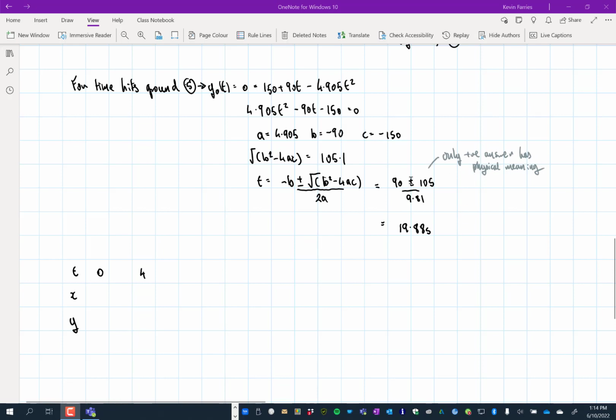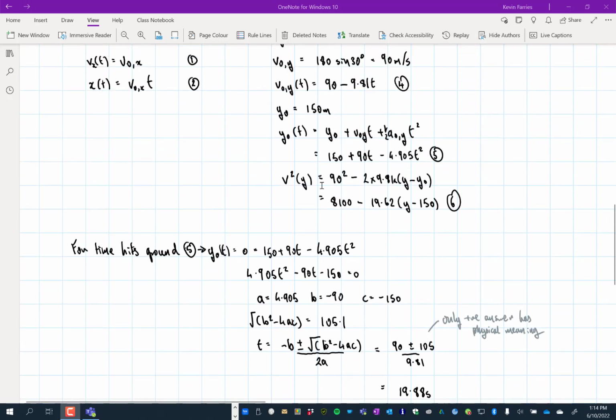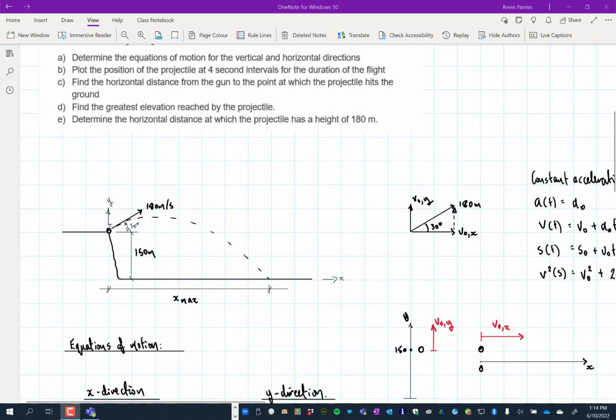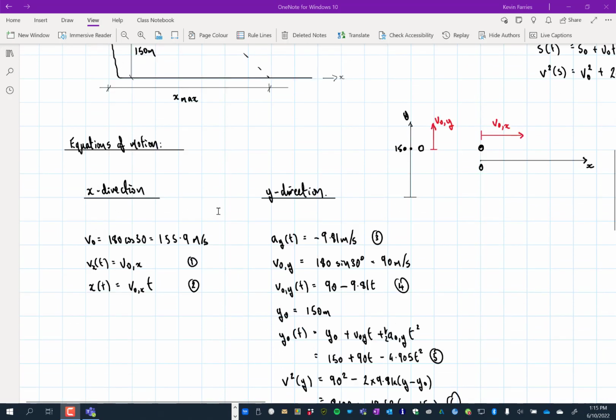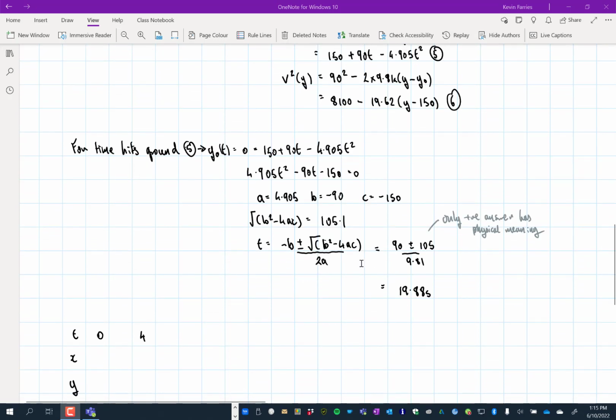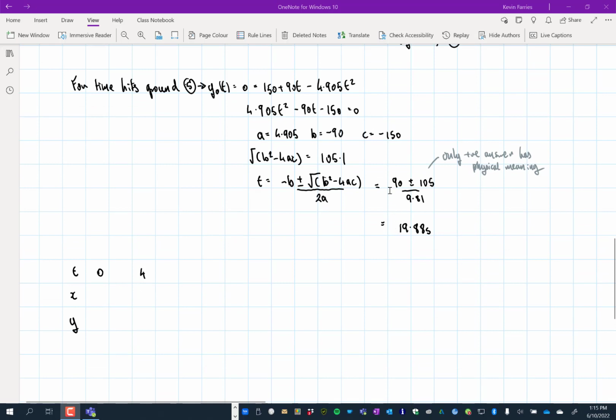Now you'll notice one of these answers, 90 minus 105, you're going to end up with a negative time, which has no meaning in our context. If you went backwards in time, none of these equations would be valid. It wasn't moving with this acceleration before that time. So that's the time at which the y component is going to be 0, the time where this hits the ground. So it's about 20 seconds.